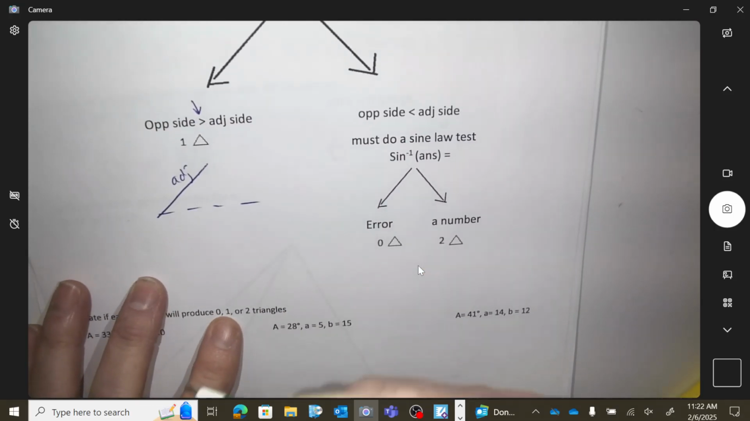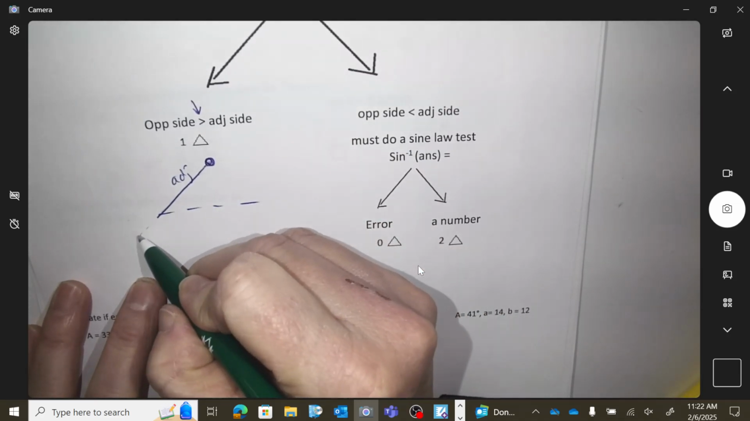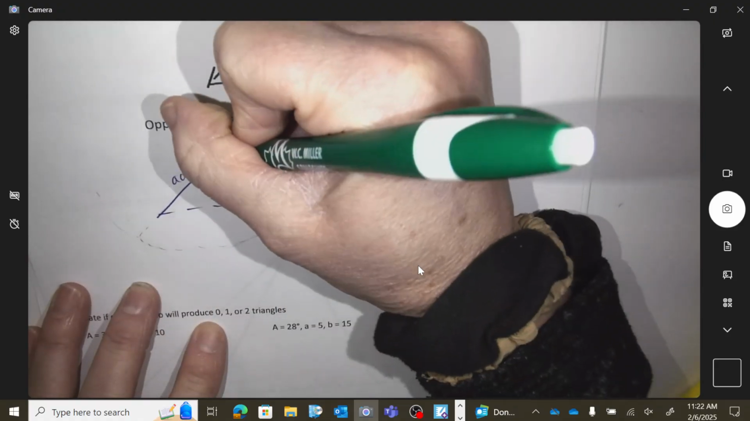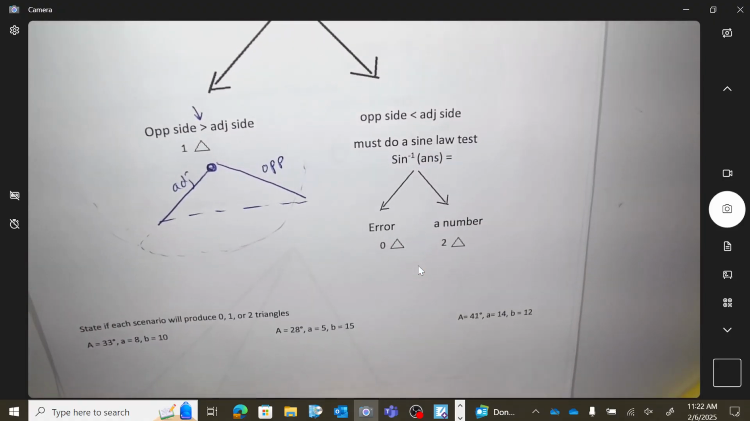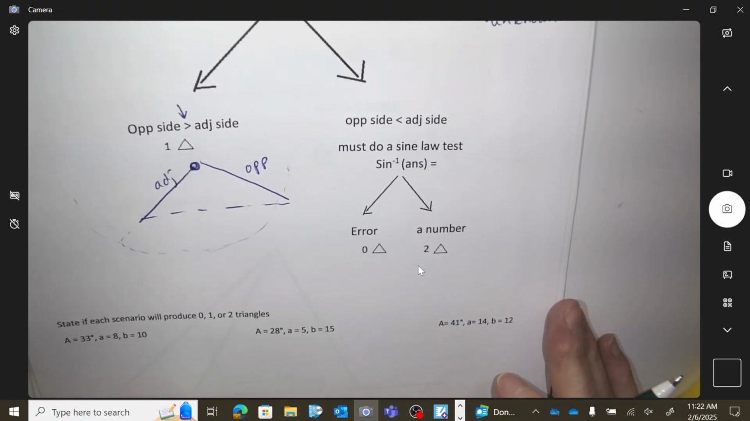Okay, so if adjacent, so if you made something longer and you swung it around, guess where it would touch? Okay, it would only touch once. That's it.